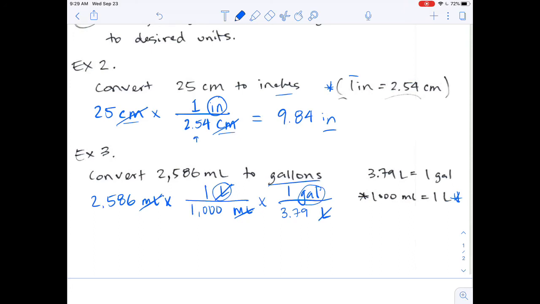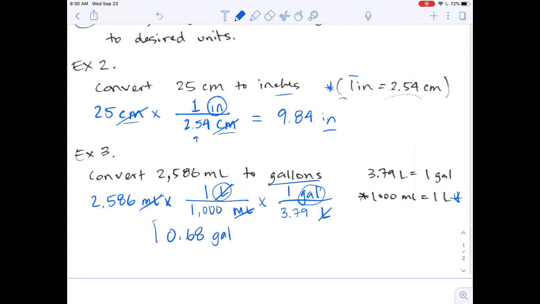And this math, you can multiply everything on top and then divide by everything on bottom. It still totally works. Or you can do it one at a time too. You can do 2,586 divided by 1,000, hit enter, divided by 3.79, hit enter, that's fine. Or you can do 2,586 divided by 1,000, divided by 3.79. You can have two divided bys in the same problem. Your calculator won't burst into flames. It will be okay. So anyway, if you do the math correctly, you'll end up with 0.68 gallons for your answer.